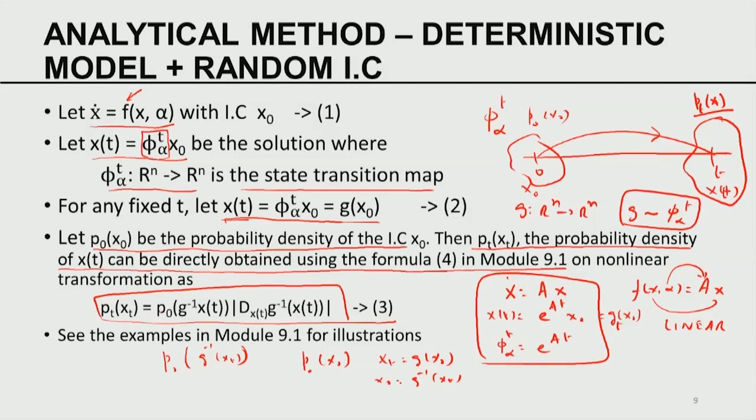So, p naught evaluated at g inverse of x of t times what is the multiplying factor? It is the determinant of the Jacobian, d by dx of g inverse of x. So, g is a function, g inverse is a function, and the Jacobian of that function is a matrix. The determinant of the Jacobian of that is called the magnification factor. This result is very well known in probability literature. So, I can compute the distribution of a random variable of the solution at time t in terms of the initial distribution and the magnification factor.